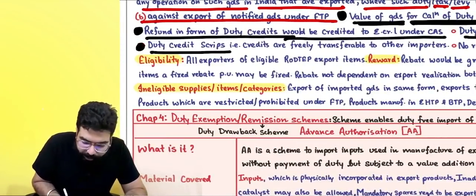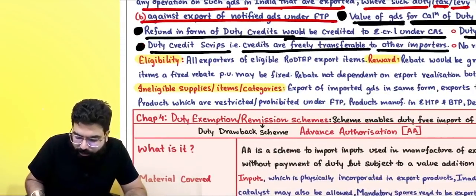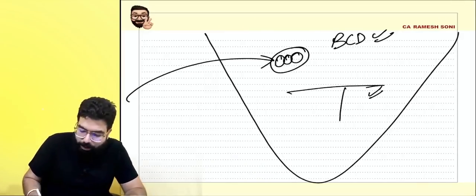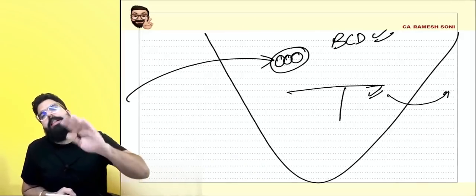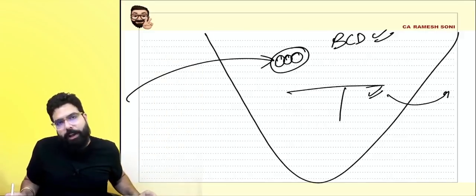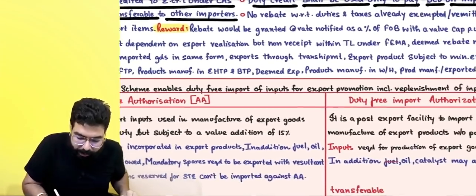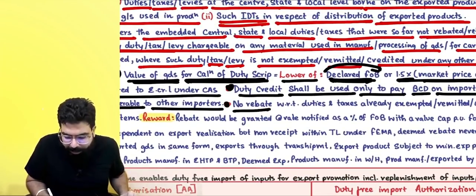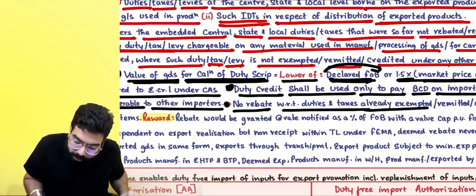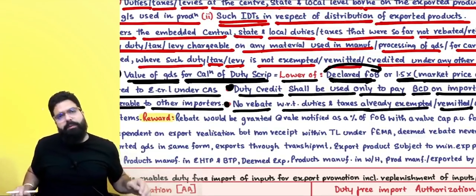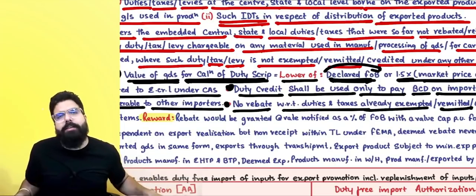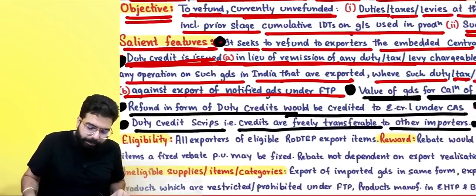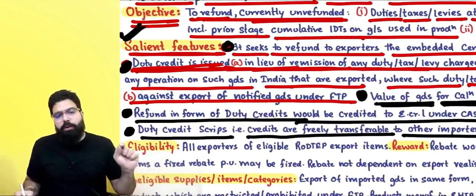Next bullet, duty credit scrip, that is, credits are freely transferable to other importers. In my e-credit ledger, there is some credit lying. I can transfer it to another importer and that importer can use it to pay his import duty. Okay, sir, the next bullet, see over here, all these are bullets. No rebate with respect to duties and taxes already exempted, remitted or credited. If you are already exempted from some taxes, for those taxes there will be no credit scrip given.